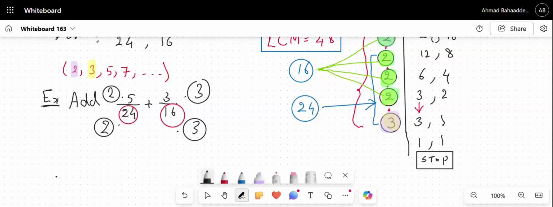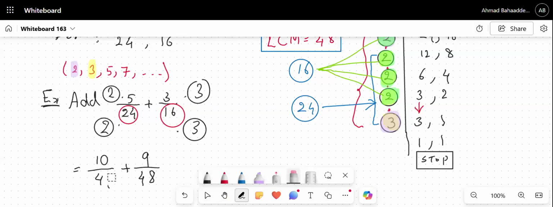Now I'm going to rewrite that. So I'm going to make this 2 times 5, which is 10, over 2 times 24, which is 48. Let me write it down in a nicer way. And then this is plus 3 times 3, which is 9, over 3 times 16. 3 times 6 is 18, 3 times 1 is 3, plus 1, is 48. So now I have a common denominator. Do you see that? I have a common denominator.